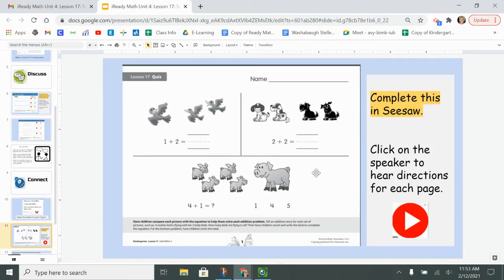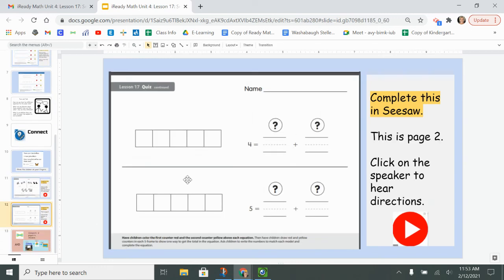Now, for your activity in Seesaw today, this is going to be in your Seesaw. When you see these red play buttons, make sure you click on them because we have recorded the directions for you so you know what to do. So as soon as you get on a page, click the play button to hear the directions so that you know what to do. After you do this page, you'll go to the next page in Seesaw, do the same thing. Find that play button, click play to hear the directions, and then complete the page using those directions you were given.